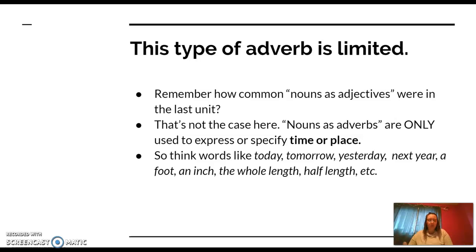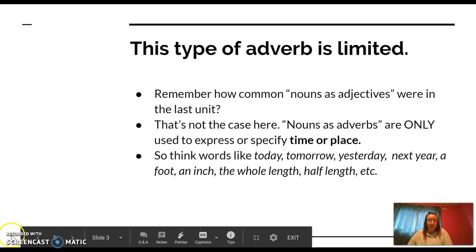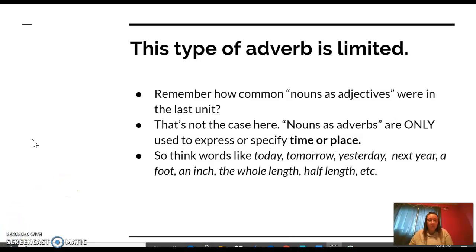If you think back to when we learned about nouns as adjectives in our adjectives unit, there were so many nouns that you could turn into an adjective. That was certainly not limited. So you can't think that just any noun could be an adverb, just like it is an adjective. It's not the case. Nouns as adverbs are only used to express or specify time or place. Time or place. And these are all expressions or measurements.